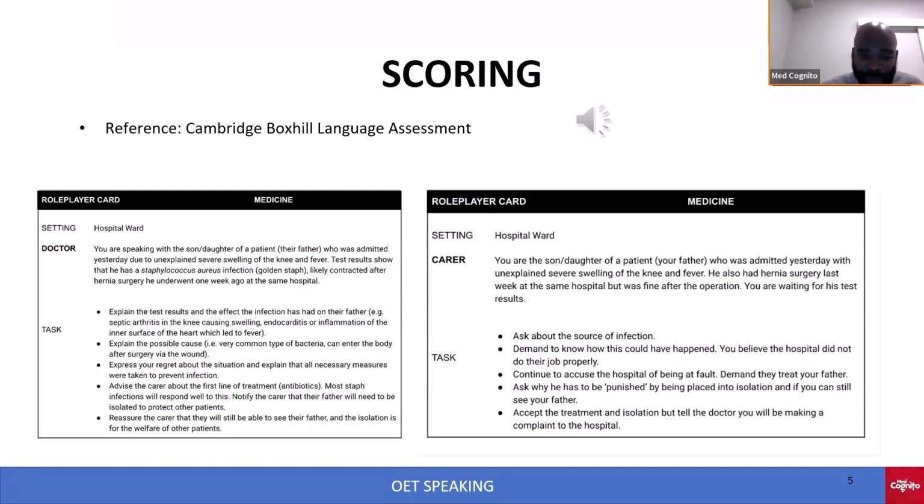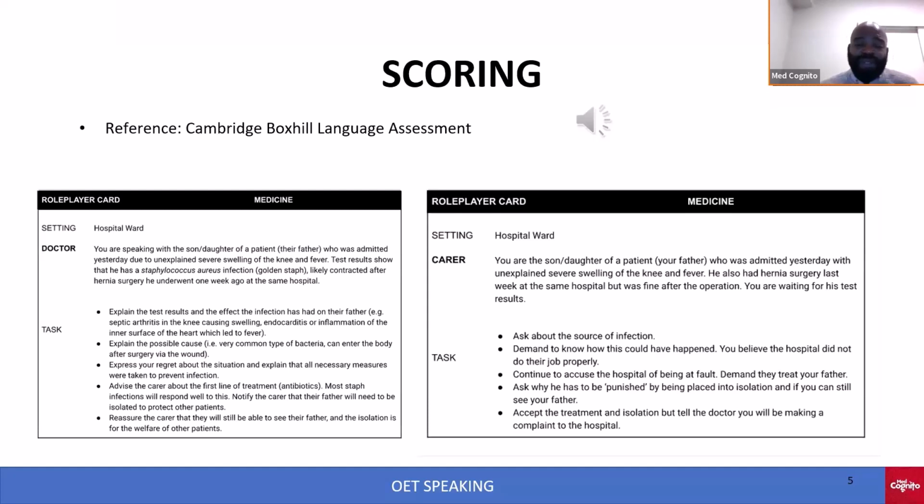It says explain a possible cause, and then it gives you a cause, very common type of bacteria can enter the body. And so the information that you need to go through this speaking, this role play scenario, is provided for you on the role play card. So you shouldn't be scared if you see a condition that you are not very familiar with.